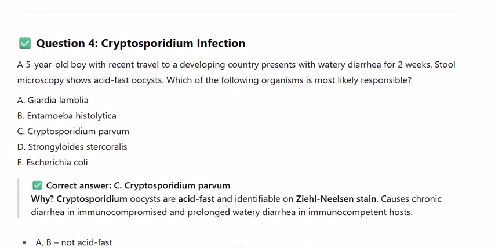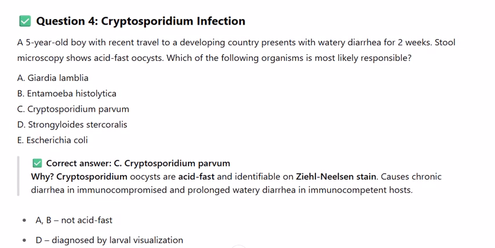Question 4. Cryptosporidium infection. A 5-year-old boy with recent travel to a developing country presents with watery diarrhea for 2 weeks. Stool microscopy shows acid-fast oocysts. Which of the following organisms is most likely responsible?